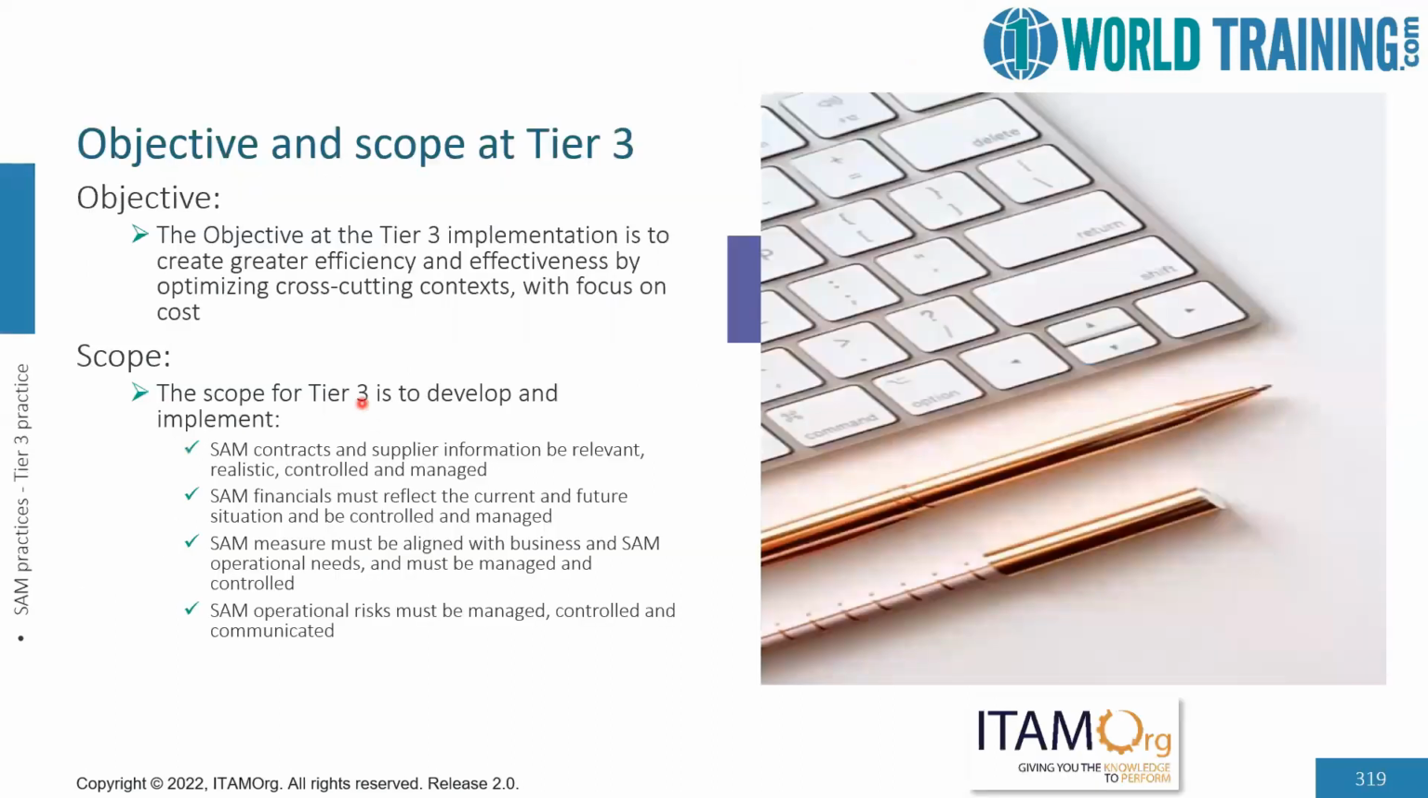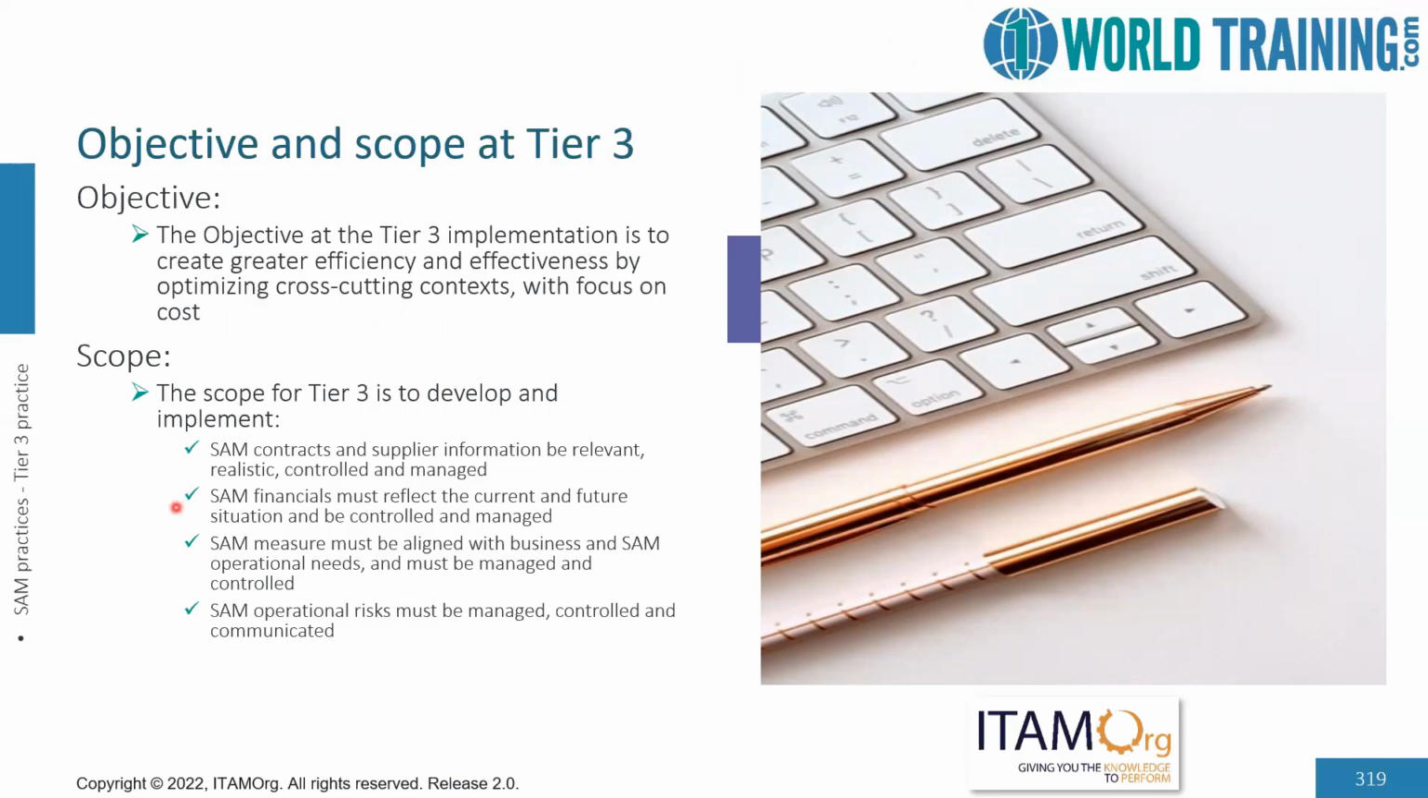In Tier 3, the objective is to create greater efficiency and effectiveness by optimizing cross-cutting context with focus on cost. So that's key to note here, greater efficiency and effectiveness by optimizing cross-cutting context with a focus on cost. Scope in Tier 3 is the following: SAM contracts and supplier information to be relevant, realistic, controlled, and managed. So the focus is on contracts, first of all.